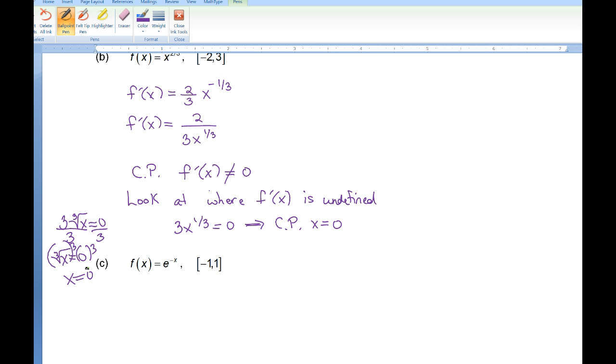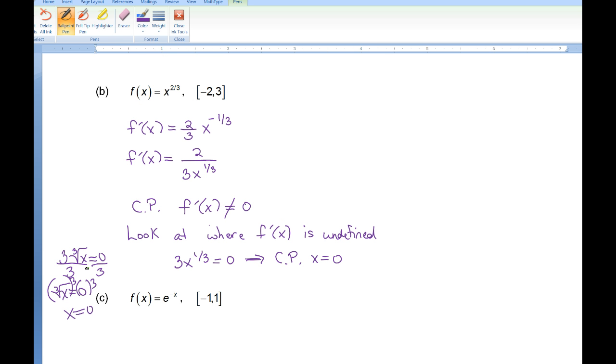One of the things we brought up earlier is you need to make sure that the critical point is in the domain, so make sure it doesn't make the original function undefined. Sometimes that happens. Is 0 in between -2 and 3? It is. Okay, so now we're going to check our critical points and endpoints. We want to see f of 0, f of -2, and f of 3.